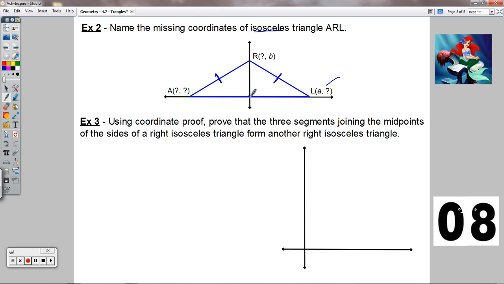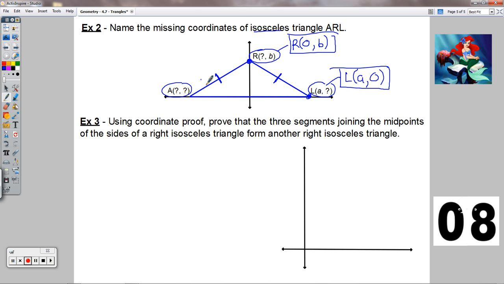If this is A from there to there, I know right here it's still on the x-axis. I know the y-value then would have to be 0. So I'm going to say that this one is A, 0. That's the only thing that makes sense to say there. For R, this coordinate right here, that clearly has to be 0 for the x-value. So R would be 0, B.